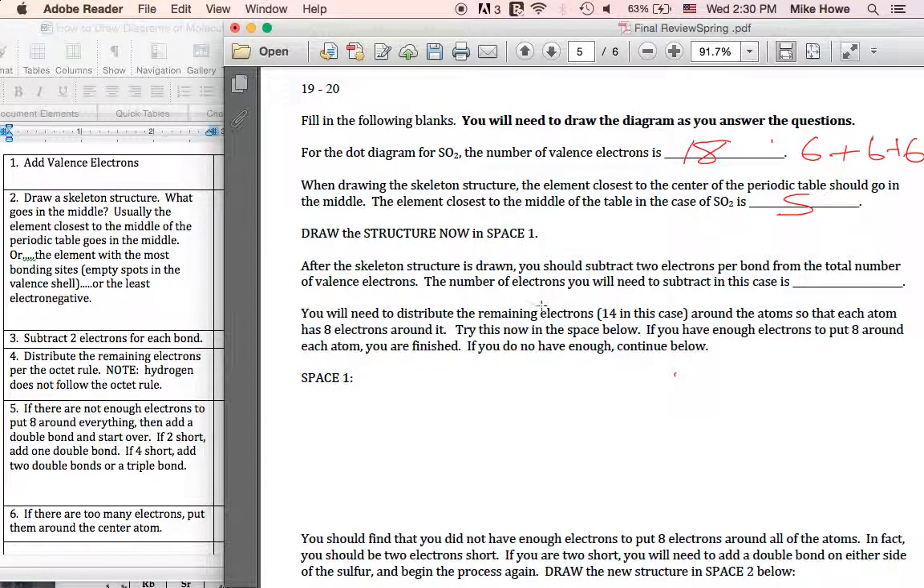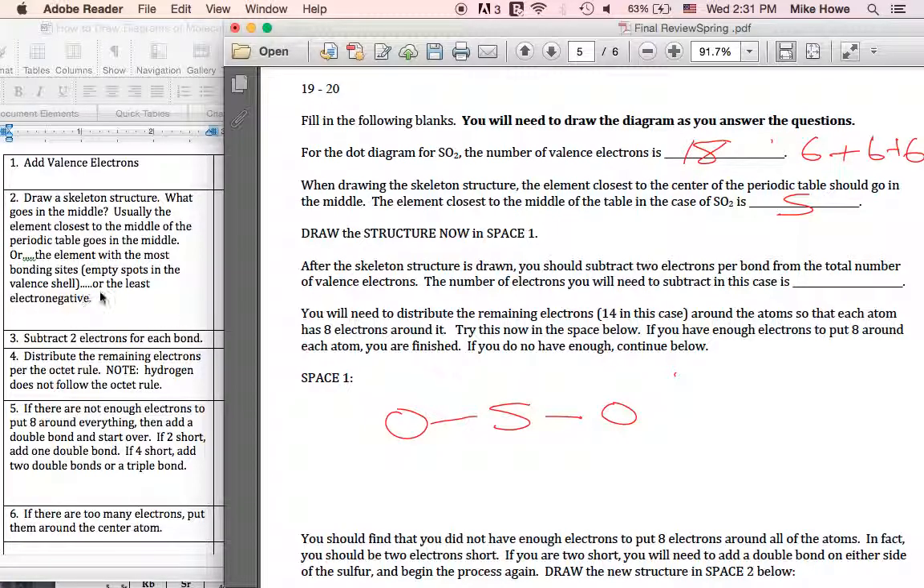So the skeleton structure would have sulfur in the middle, and then you'd have O's attached on the outside, because remember, sulfur was closer to the middle of the periodic table. If you go over and look at the rules, it says also could be the element with the most bonding sites. Well, in this case, they all had the same because they had 6 electrons. Each one of them has 2 open spots because they could have 8. So there's room for 2 more. So there are 2 open spots or bonding sites.